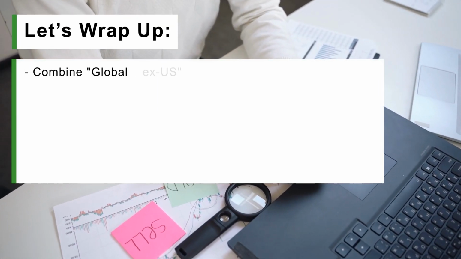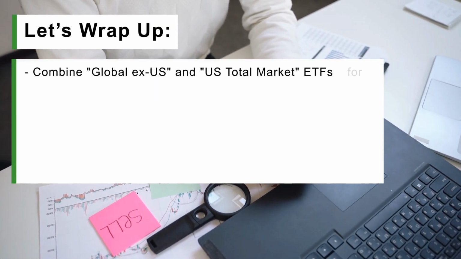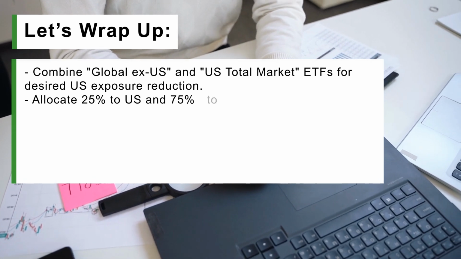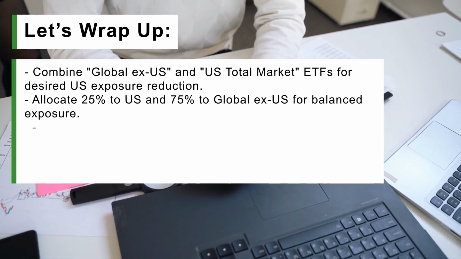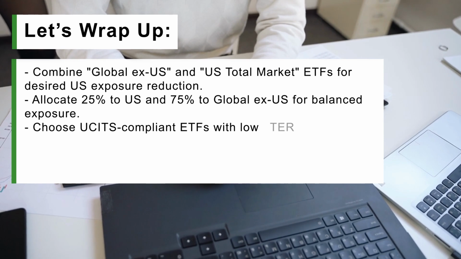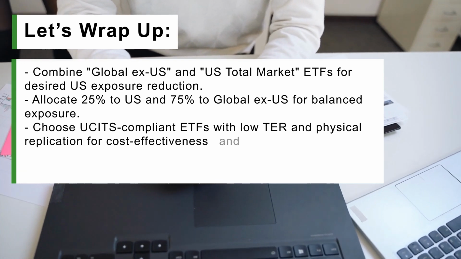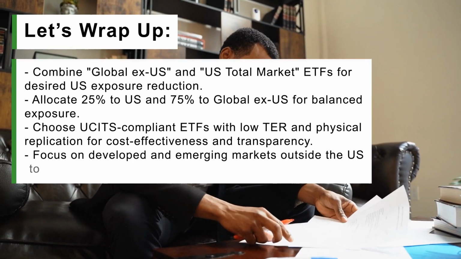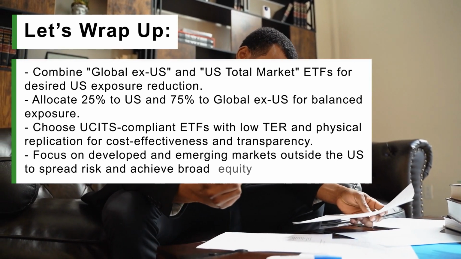So here's what we've learned. To reduce US exposure, combining global ex-US and US total market ETFs works well. Allocating 25% to US and 75% to global ex-US gives balanced exposure. Opt for UCITS compliant ETFs with low TER and physical replication for cost effectiveness. This approach spreads risk across developed and emerging markets.